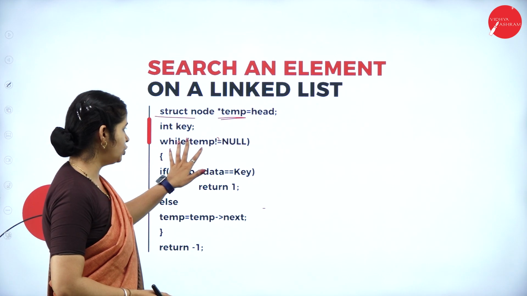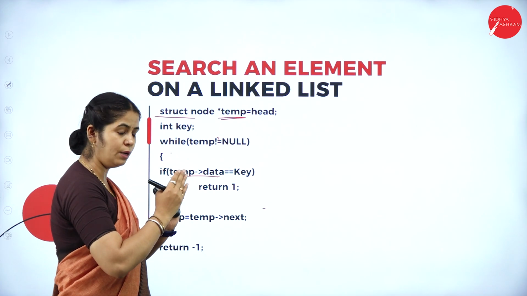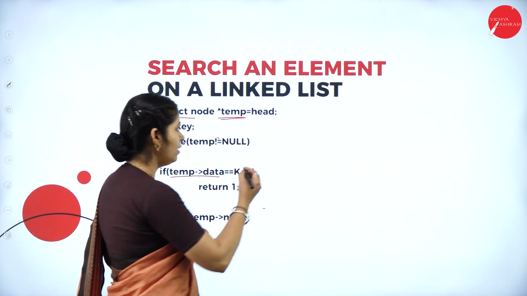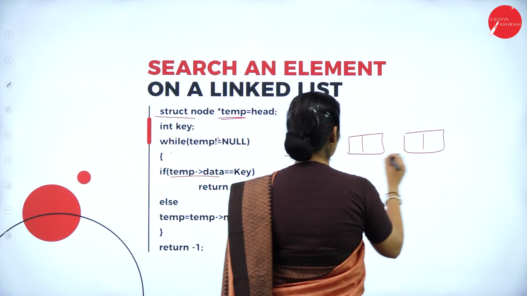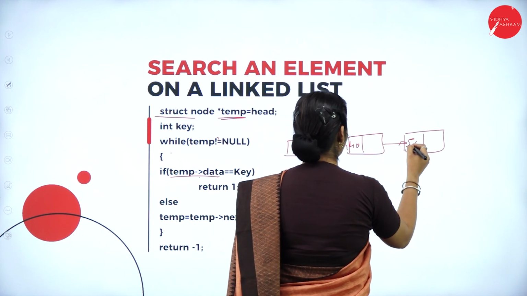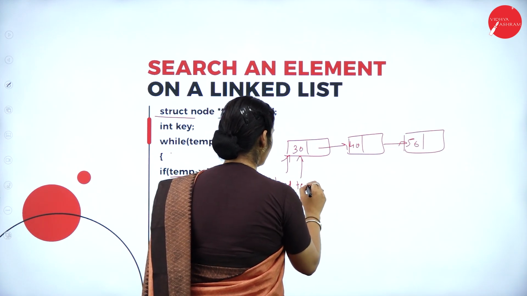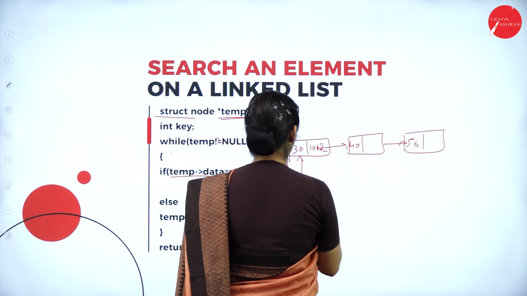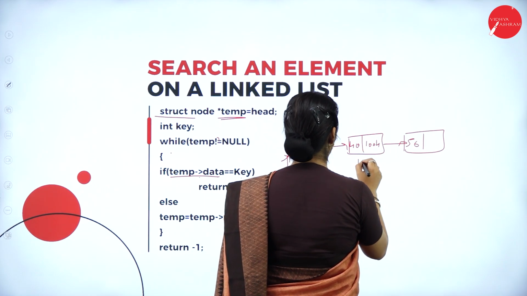Okay, so if this condition is true, then what are we doing? We are checking whether temp of data, the data at the current position, is equal to the searching element or not. For example, I take 3 nodes, that is 30, 40 and 50. So this is head and this is also the temp. Say the addresses are head value 1000, 1002, 1004, something like that.